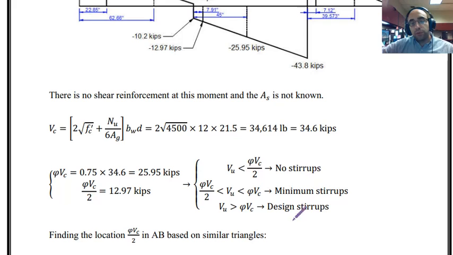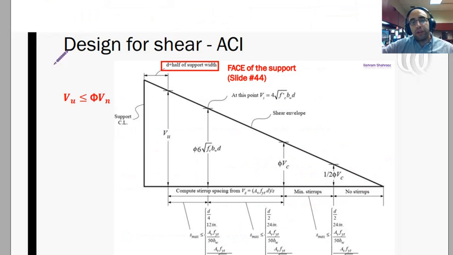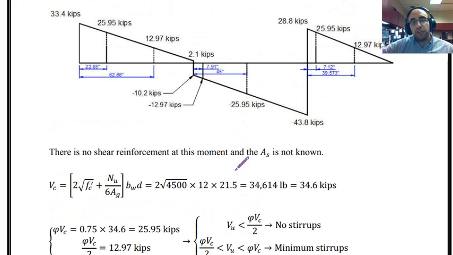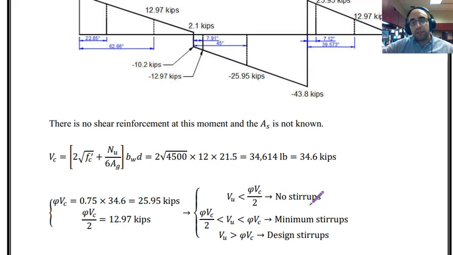And these are the rules that we had for this diagram. I just summarized them over here. If the amount of shear load that we have in the shear envelope, or VU, is smaller than phi VC over 2 in any region in this diagram, we don't need any stirrups.